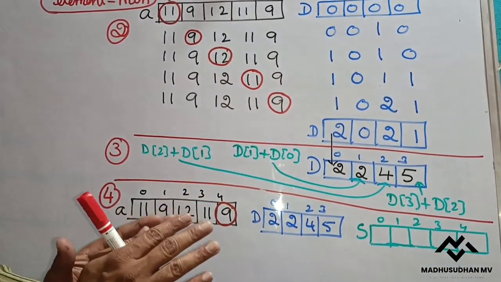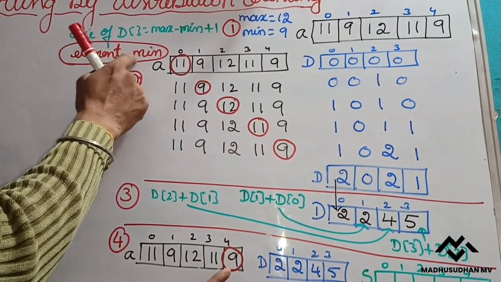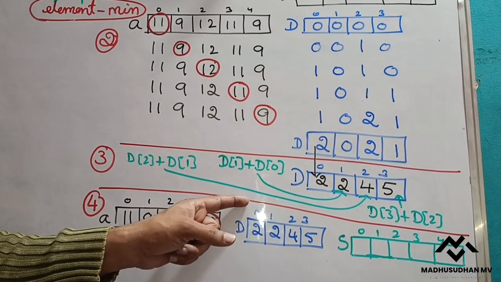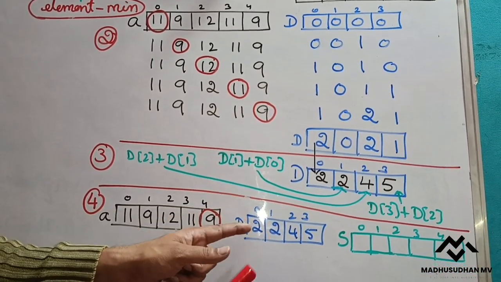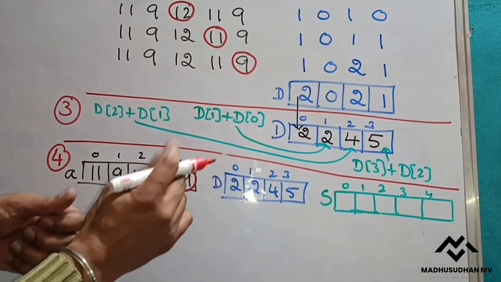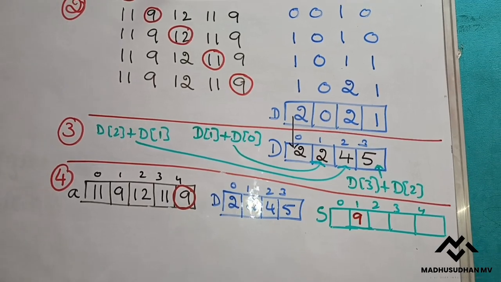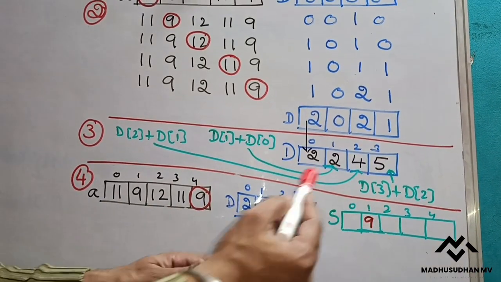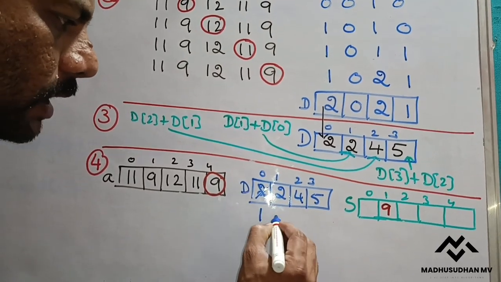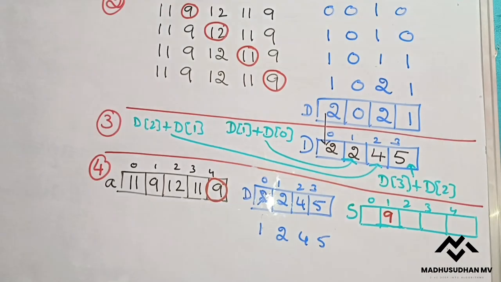Now, I'm explaining again. Last element minus minimum, same formula again. Element minus minimum, 9 minus 9, 0. In position 0, what is the value I'm having? 2. 2 minus 1 gives position 1. In that position, you write this value, that is 9. So write 9 here. Since out of 2 nines I placed 1, now I have to decrement this one. Now this becomes 1. The remaining 1, 2, 4, 5 stay as it is.